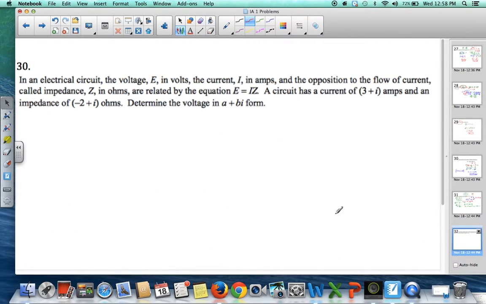And now the last one that we're going to do, this looks really complicated. People got all messed up with it because of all these words: electrical current, voltage, amps. The bottom line is this is our equation right here. E stands for voltage. It tells you that right there. Z stands for impedance. Tells us that. Impedance Z.